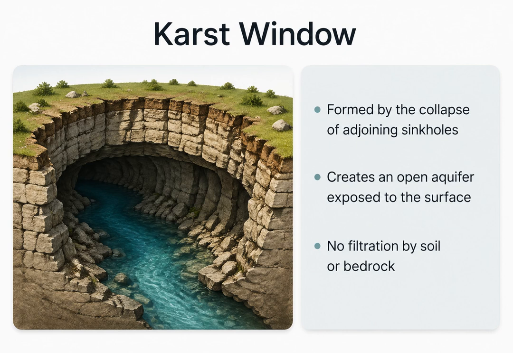If these adjoining sinkholes collapse, they create a broad open area known as a karst window. This essentially exposes the underground aquifer directly to the surface. Because the protective roof is gone, any water moving over the ground falls straight into this window without undergoing any natural filtration by soil or bedrock.